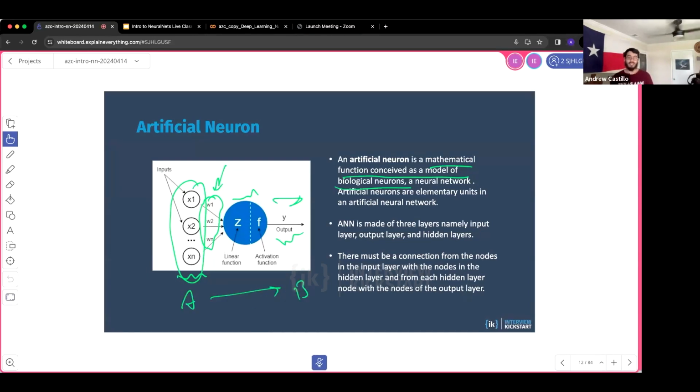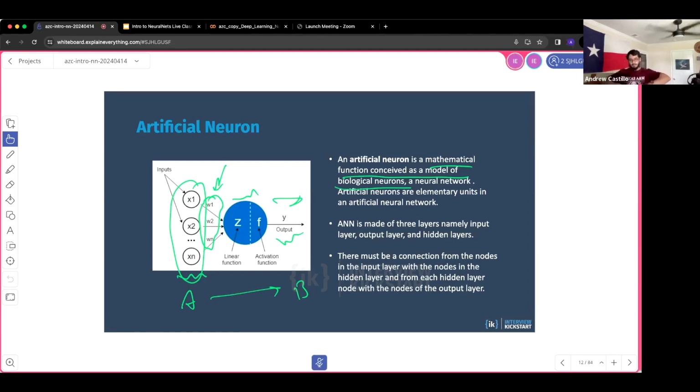And then someone asks, how are the weights decided? Are the weights decided automatically? Great question. The weights themselves are going to be dependent on the number of neurons that you have, as well as the number of hidden layers that you have, which we'll talk about in a second.